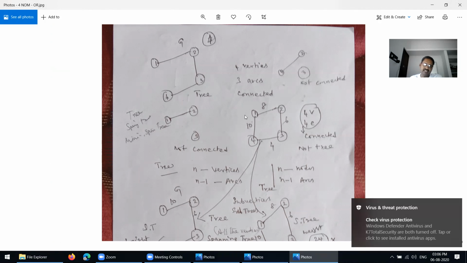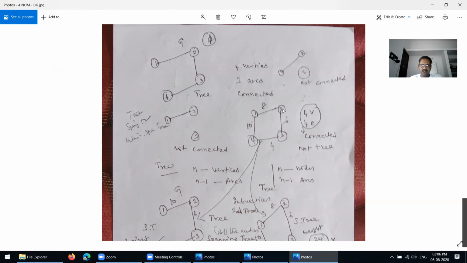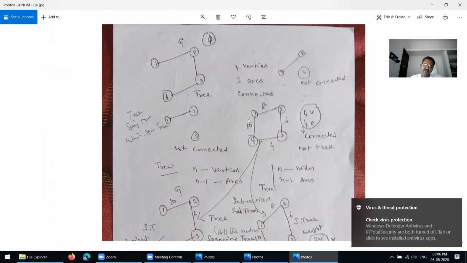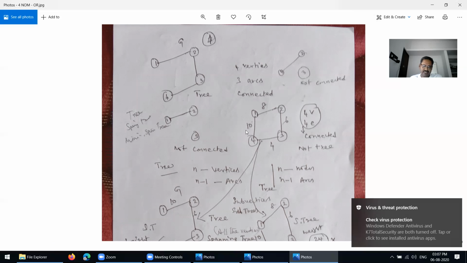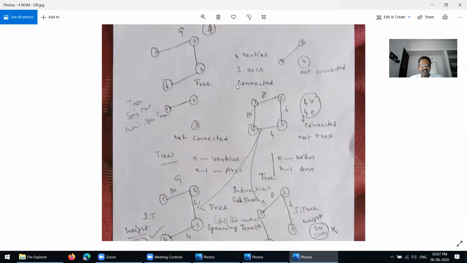So what do you mean by the connected curve? Here we have 1 connected to 2, 2 is connected to 3, 3 is connected to 4. Here, what is the weight? 10, 8, 6 and 4. Weight may be time or cost or distance like that. So now this one is a closed path, and all are connected.